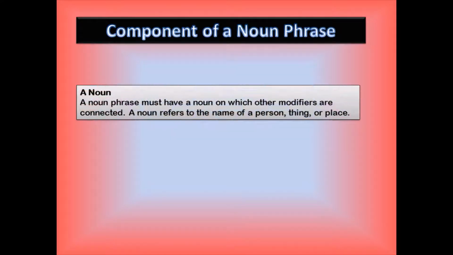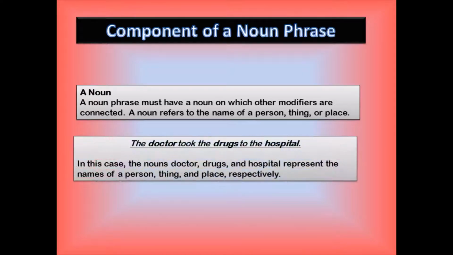And there are several components of a noun phrase. A noun phrase may consist of, first, a noun. What is a noun? A noun phrase must have a noun on which other modifiers are connected. A noun refers to the name of a person, thing, or place. So, our noun in our noun phrase can be our head word. Next, an example here is, the doctor took the drugs to the hospital. In this case, the nouns doctor, drugs, and hospital represent the names of a person, thing, and place respectively. Those are examples of nouns.